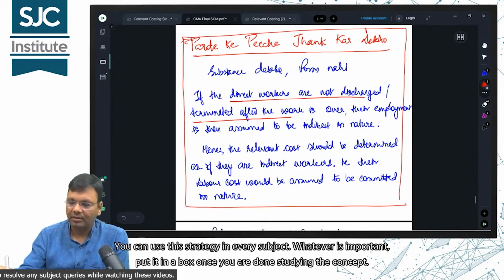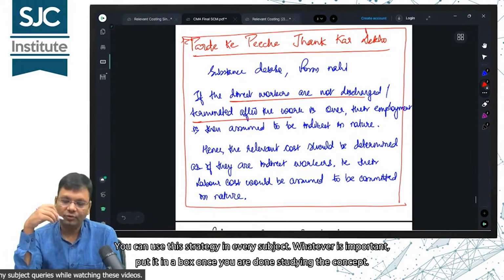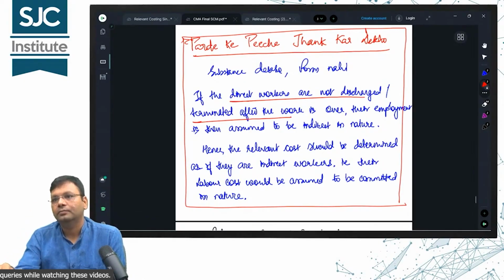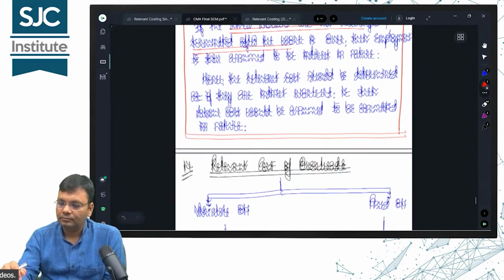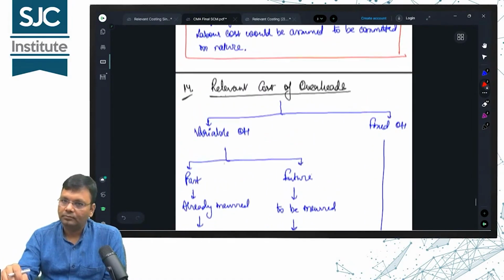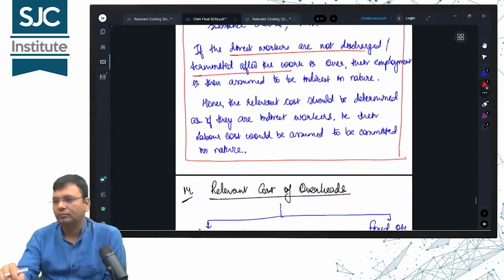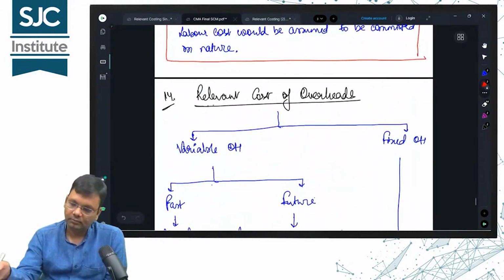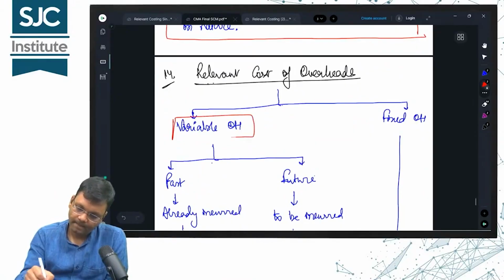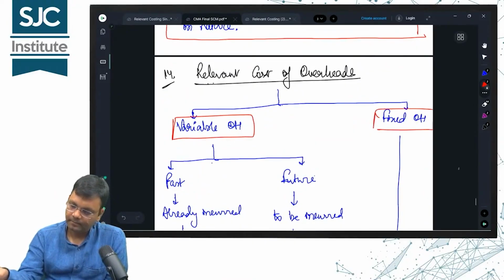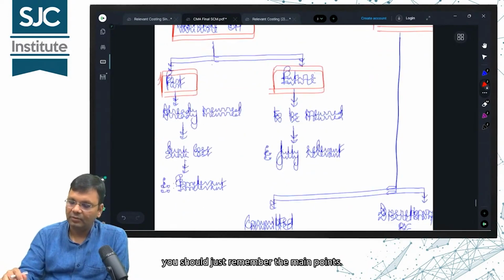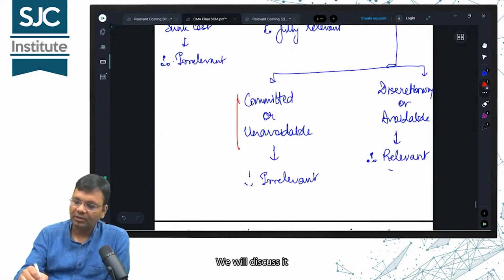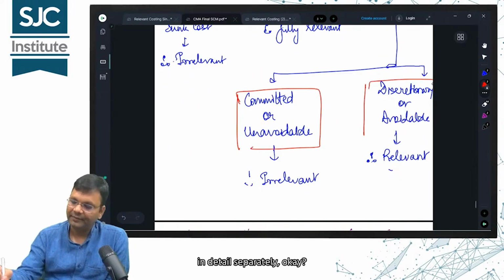You can use this strategy in every subject. Whatever is important, put it in a box once you are done studying the concept. In this way, you will be able to focus on important things while preparing for exams. You don't need to mug it up. You should just remember the main points. We will discuss it in detail separately, okay?